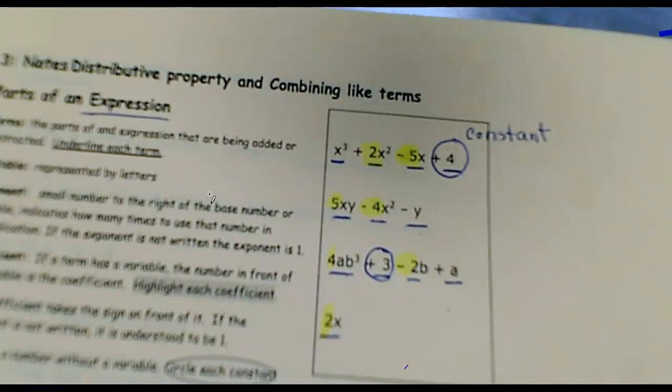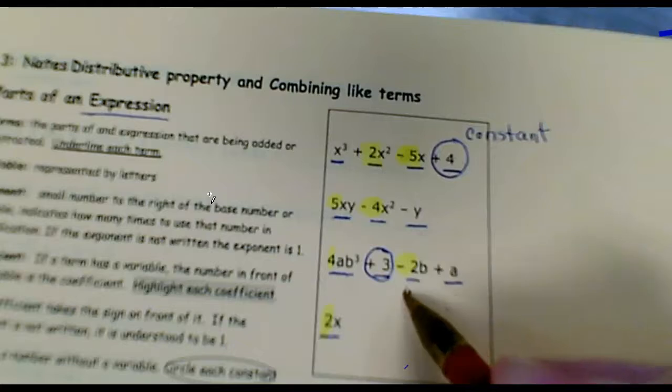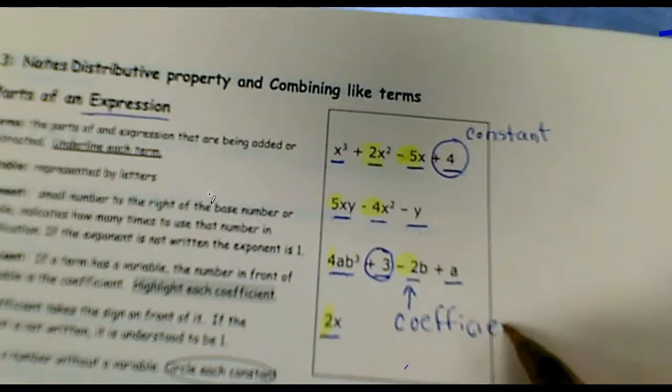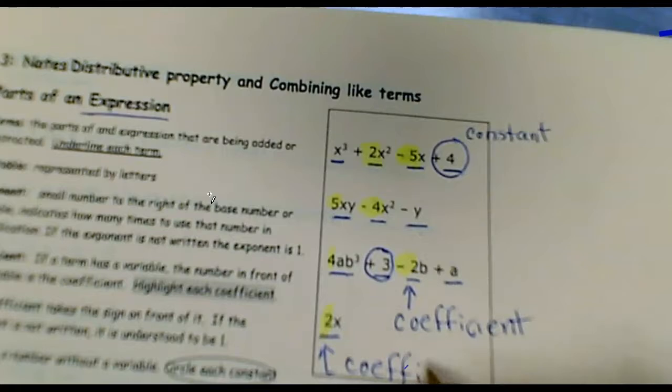Say again? The highlighted numbers right here are called coefficients. These numbers in front of the variable are called coefficients.